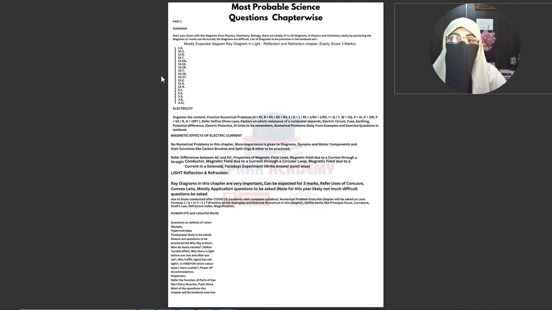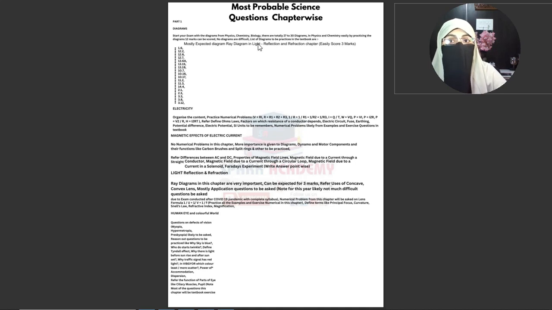So let me explain what you need to study in each chapter, which is important from the point of view of boards. Okay. First, we'll be discussing the diagrams which you need to study. The first and foremost thing to start studying is the diagrams. Totally there are 27 diagrams, including the physics, chemistry and biology parts of your science subject.